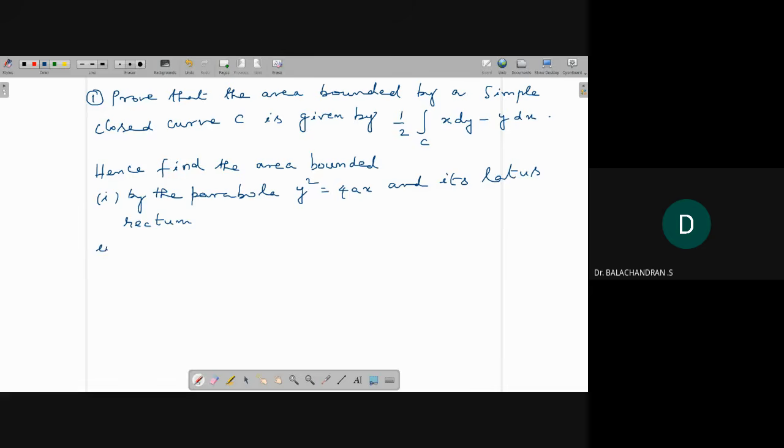Subdivision 2, area bounded by the ellipse x square by a square plus y square by b square equal to 1. Okay, solution.